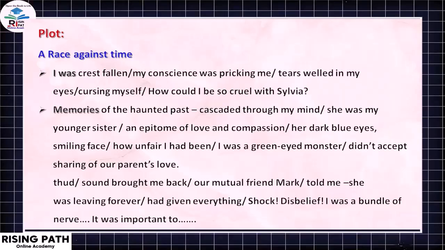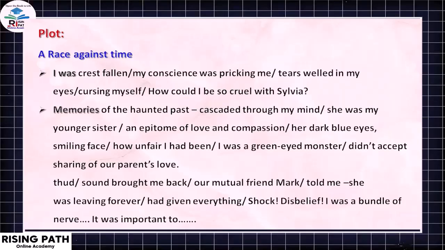This is the plot about my younger sister, an epitome of love and compassion, her dark blue eyes. Here you can give the description, because in narrative writing you have to make proper paragraphs, 10 to 15 short paragraphs. Do not write lengthy paragraphs, write like in descriptions. Sounds are also part and parcel of stories. Stories should have all the ingredients. It is appealing, with an impressive beginning and ending, and there is a climax in the story.